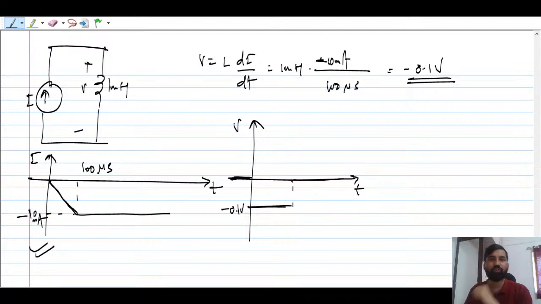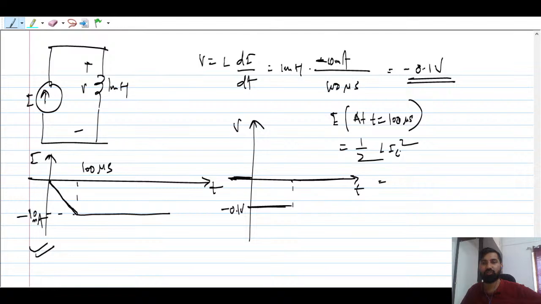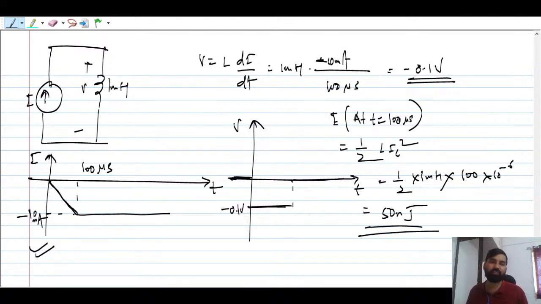Now you want to find the energy at t equal to 100 microseconds, the steady state energy. That is half L i square, so you should know the current at 100 microseconds. Half into 1 millihenry into I, where I is minus 10 milliampere, that is 100 into 10 raised to the minus 6. You will get around 50 nanojoule.